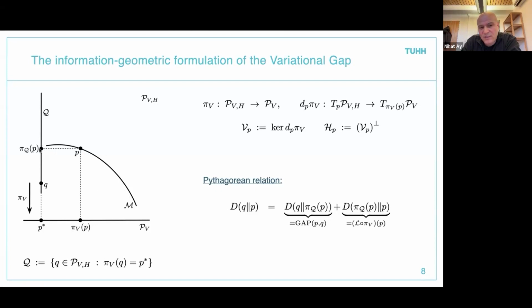And pi q of p is simply the E projection of p onto this M-convex set, which basically means that it minimizes the Kullback-Leibler divergence with respect to the first argument. So this is the decomposition. And if we look at this decomposition more carefully, the first term, which is basically this term, is exactly the gap that we want to study, the gap that I have introduced before. And the second term, this term here, is exactly the function that we want to optimize.